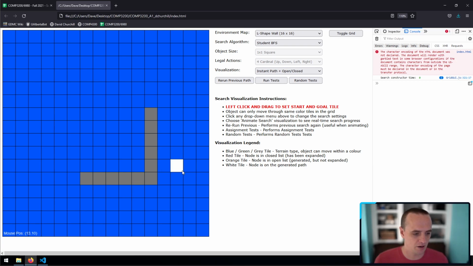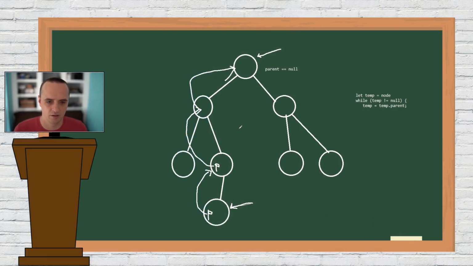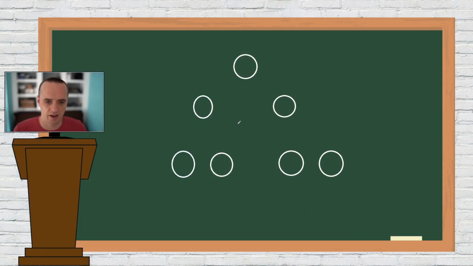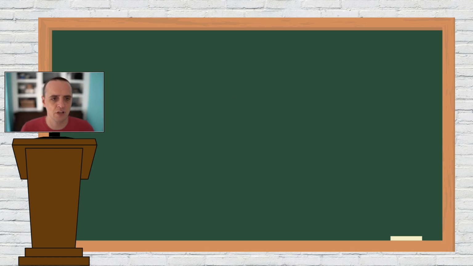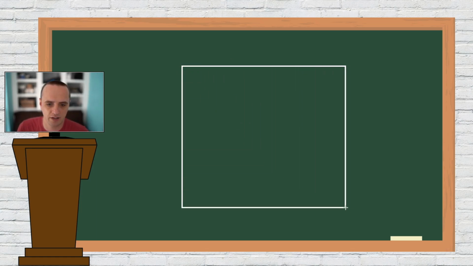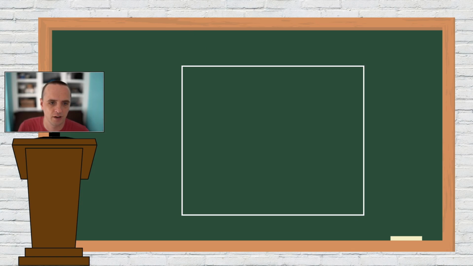So let's go back to the blackboard and draw this out in a little bit more exact way. Let's say that I've currently got the grid like this, and I've got some lines in the grid. I'm going to do this quick and dirty.